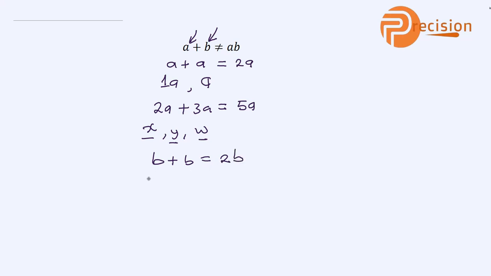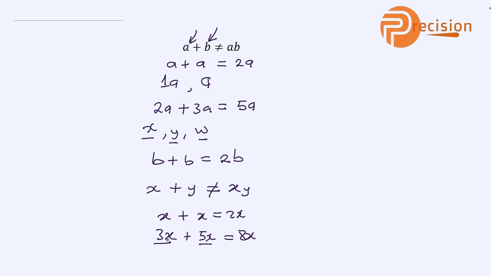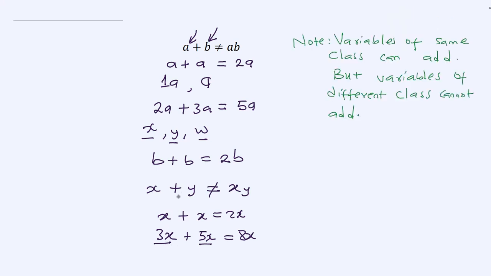But when variables from different classes add, it does not work. For instance, x plus y, it is not equal to xy. They cannot add themselves. But let's say x plus x gives us 2x and 3x plus 5x gives us 8x. This is because these are variables of same class. That brings us to the concept that says variables of same class can add, but variables of different class cannot add.